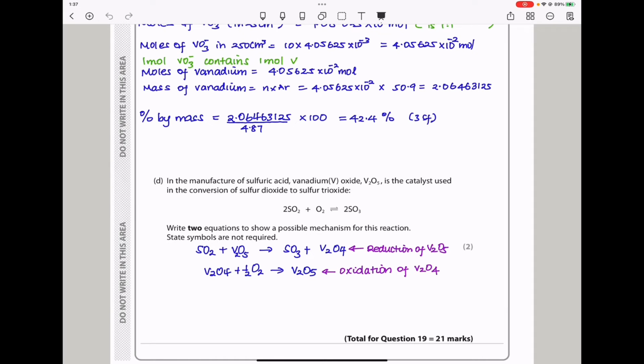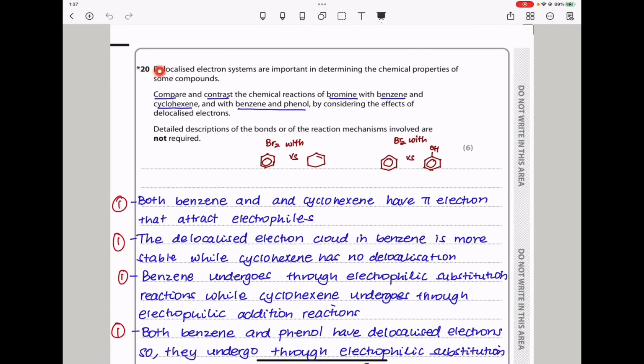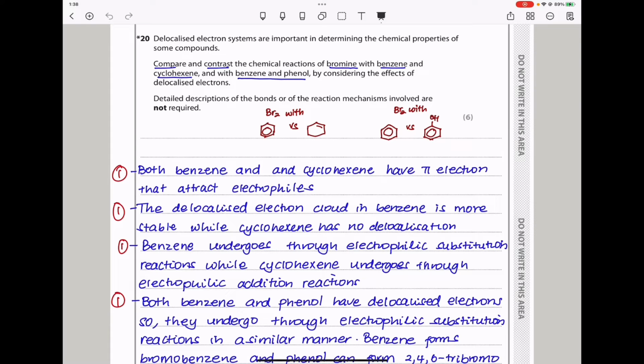Let's continue to question 20. Question 20. Delocalized electron systems are important in determining the chemical properties of some compounds. Compare and contrast the chemical reactions of bromine with benzene and cyclohexene, and with benzene and phenol, by considering the effects of delocalized electrons. Detailed descriptions of the bonds or the reaction mechanisms involved are not required. So here we have to compare benzene, cyclohexene, benzene, phenol, and bromine.